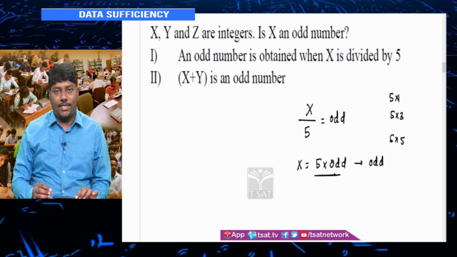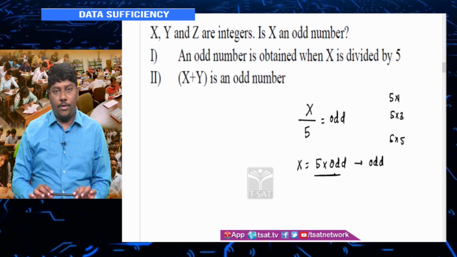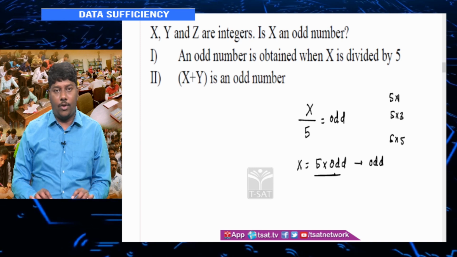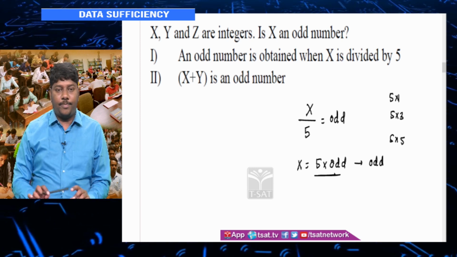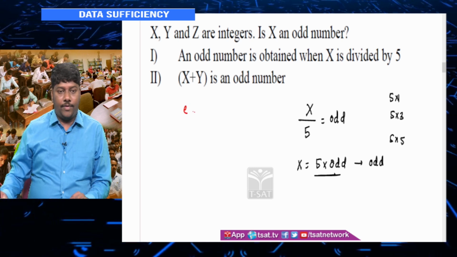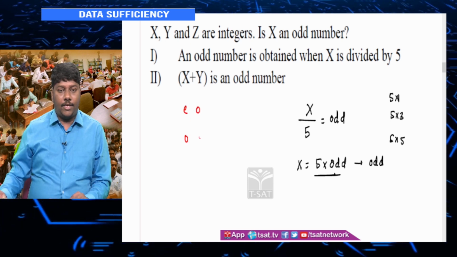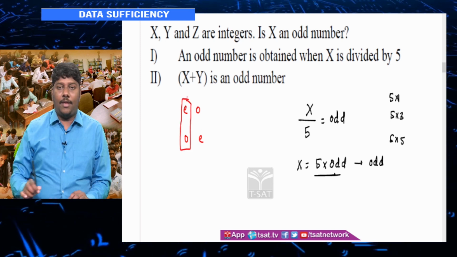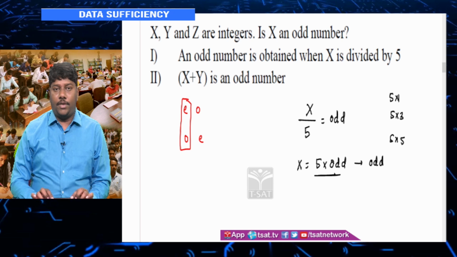Now, you have to look at statement 2. When you are looking at statement 2, you don't need to take the data which is given in statement 1. Statement 2: x plus y is an odd number. x plus y is an odd number when x is even and y is odd, or when x is odd and y is even. So, there are two cases. From this you can say x can be even or odd. So, it is an ambiguity.